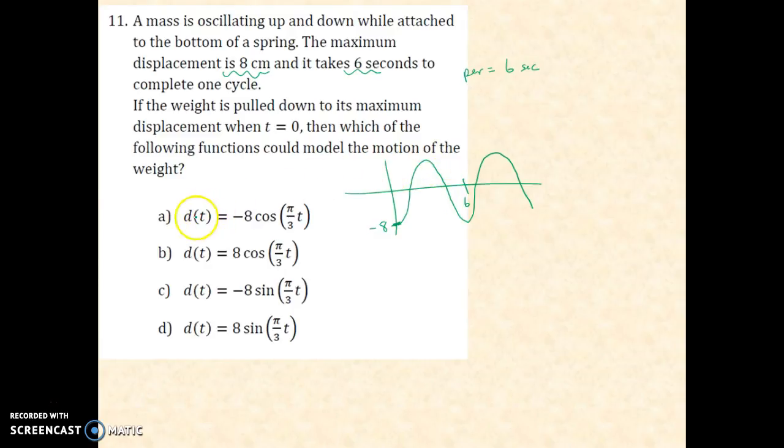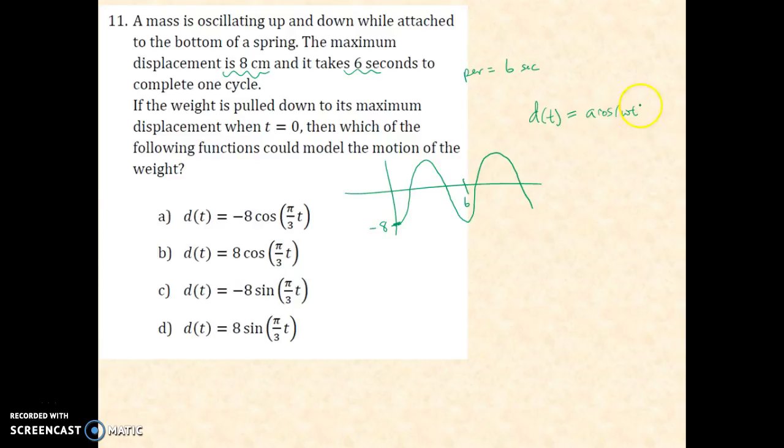So the form, if you remember, for this kind of function is d of t, the displacement as a function of time, is amplitude times either sine or cosine, depending on where you're starting. We're starting at the maximum displacement, so that is modeled by cosine, because cosine starts at 1 and sine starts at 0. So if we were starting at equilibrium, we would use sine. But since we're starting at maximum displacement, we're using cosine.